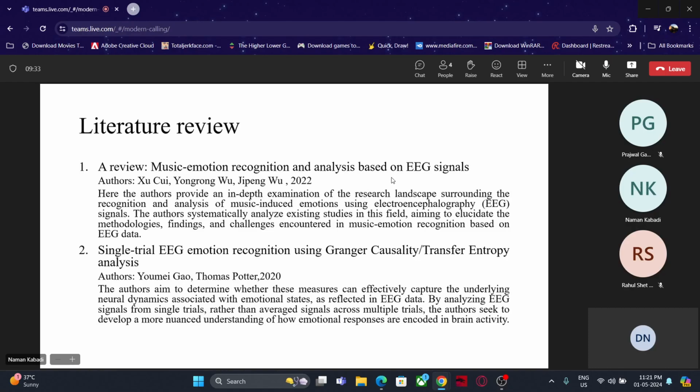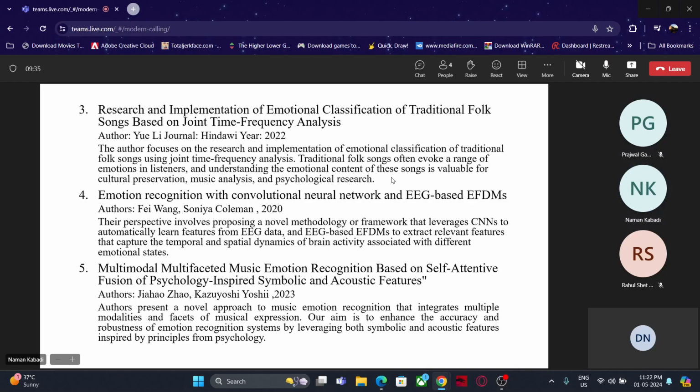Next page. Then we go to the third research. This was based on traditional folk music, and this was done by Chinese authors, where different types of traditional Chinese music, based on different pitches and different instruments, they tried to provide the analysis.